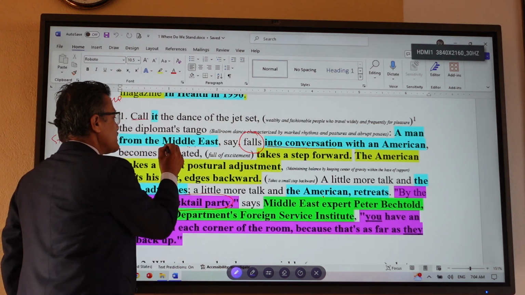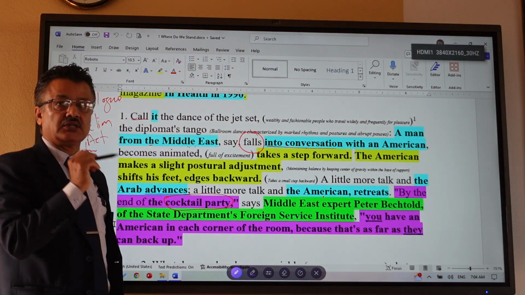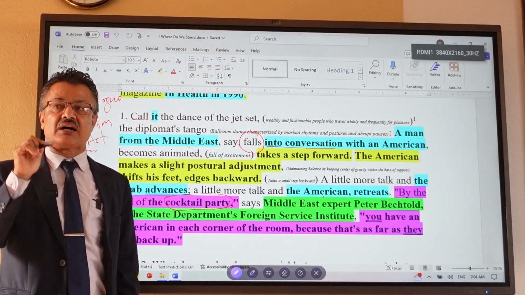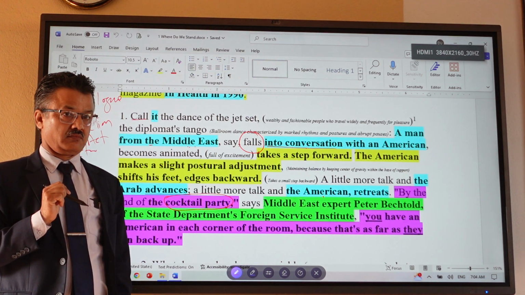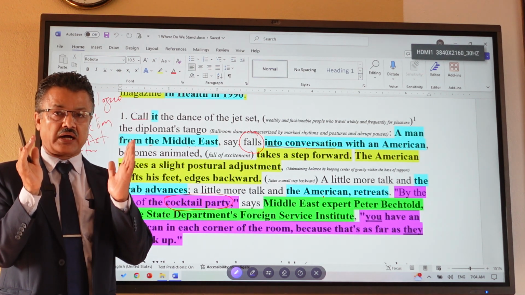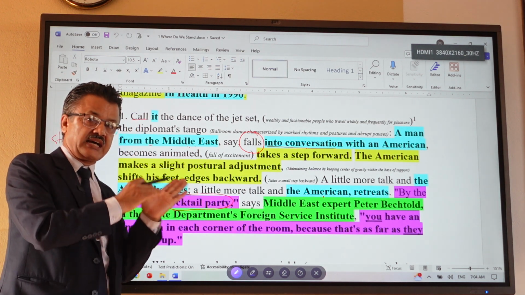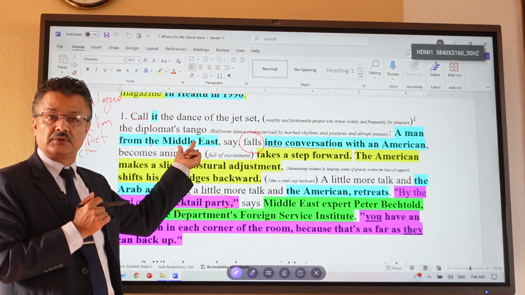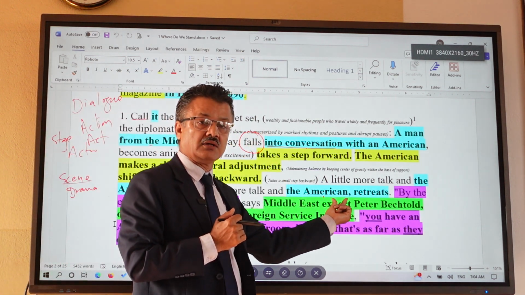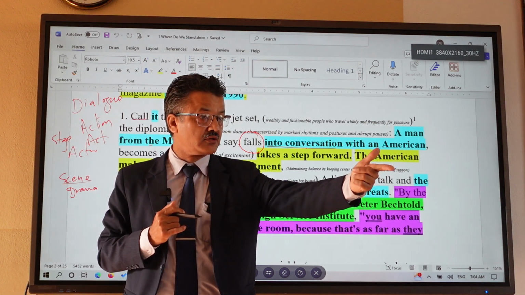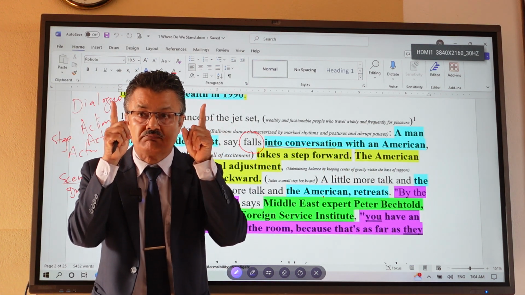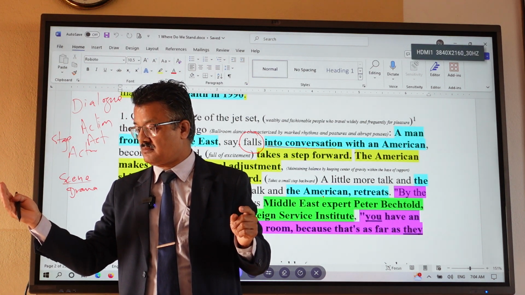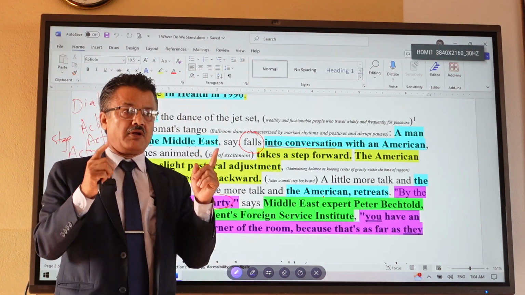Now, this man from the Middle East belongs to Middle Eastern culture, Saudi Arabian culture. What is Middle East? Middle East are the countries between South Asia and Europe. So he belongs to one culture, and he is talking to this American who belongs to another culture. So you see, there are two people belonging to two different cultures.